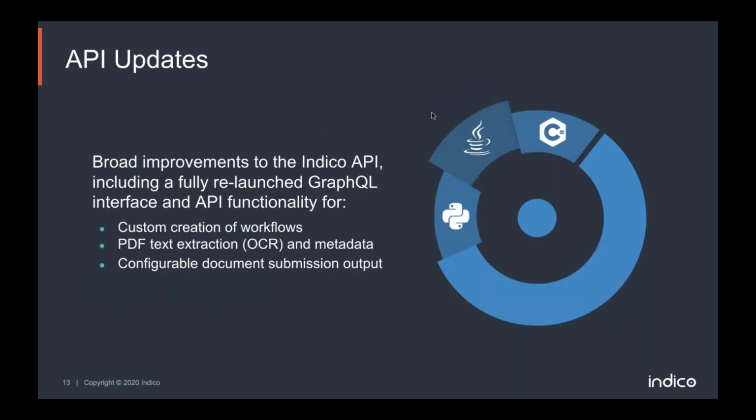And finally, we have several API updates. We've not only created parity within our APIs, but we have libraries available in Python, Java, and C#, where you're able to create those custom workflows, where you're able to configure what metadata you'd like from your PDF text extraction, or what we refer to as OCR, and also be able to configure your document submission output.